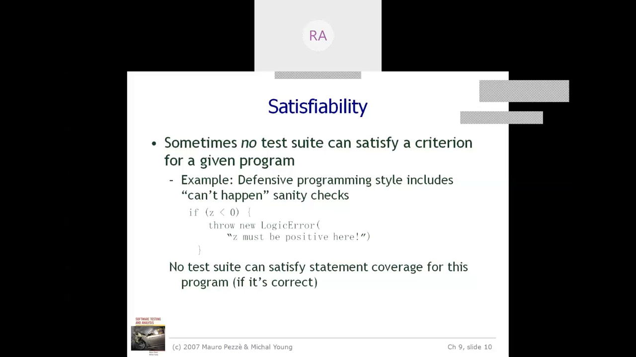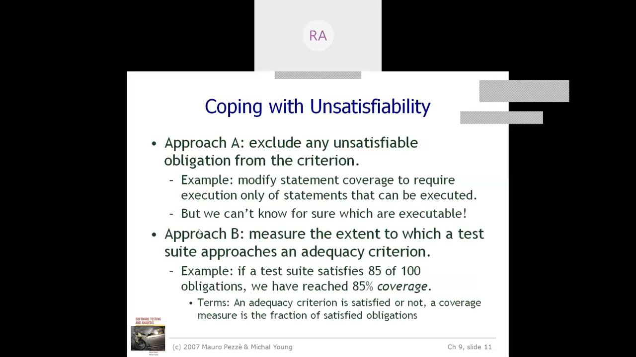Then we have something called satisfiability. That is again related to the infeasibility problem. Sometimes there will be no test suite which will satisfy the adequacy criteria. It happens in real world scenarios. You do not have any test suite which will adhere to the adequacy criteria. In such a case, the test suite is not satisfiable. Suppose we take up one example here: if z is less than 0, then they are throwing some error.